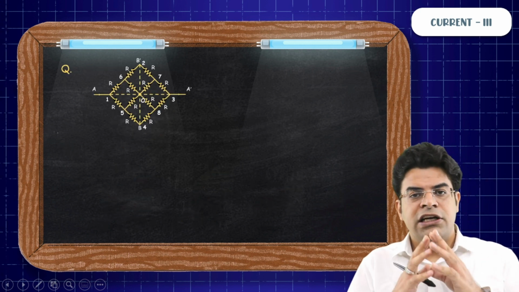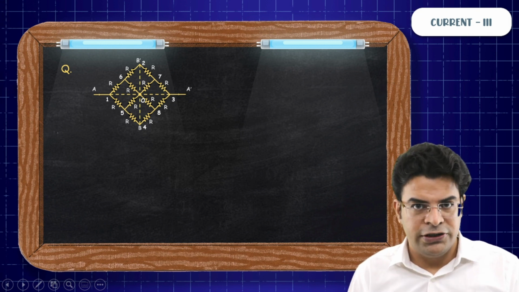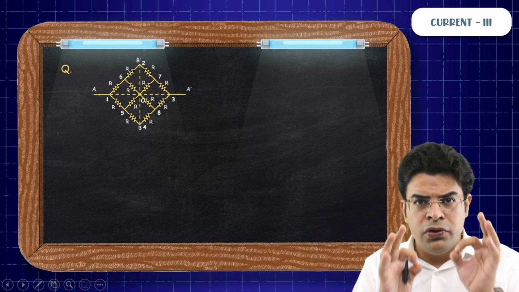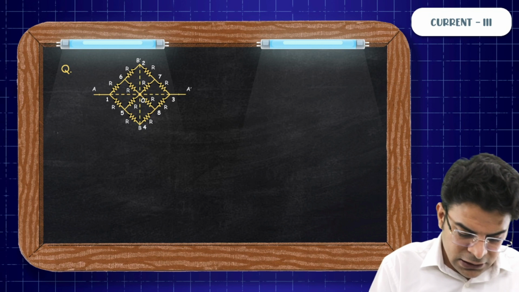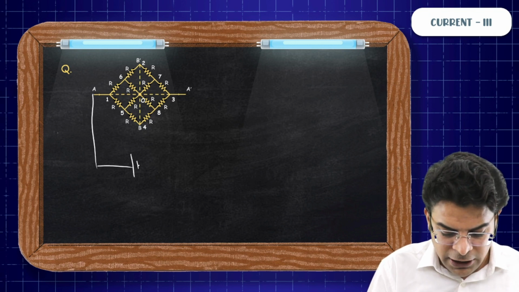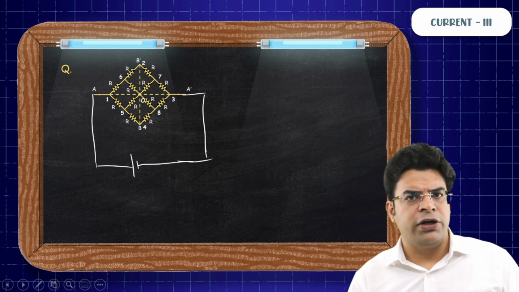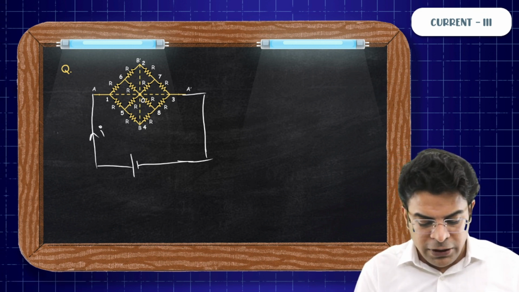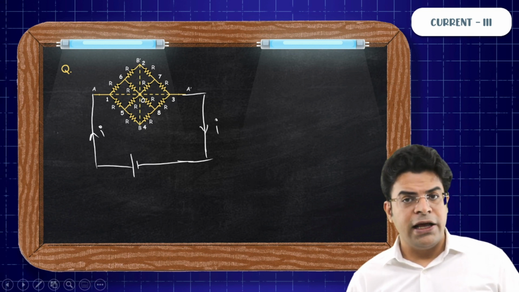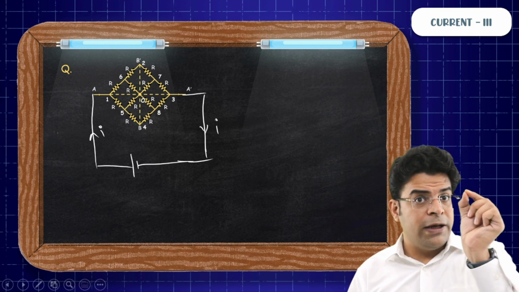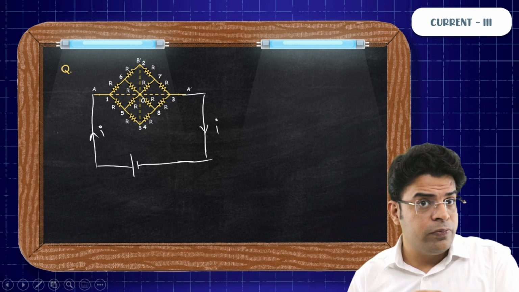Now here is a question based on symmetric circuits. What I want you to understand here: let's say the terminal A is connected to a battery of higher potential and a terminal A dash connected to lower potential. So current will enter from A and it will exit from A dash. The current entering the loop has to be the same as the current exiting the loop, right?